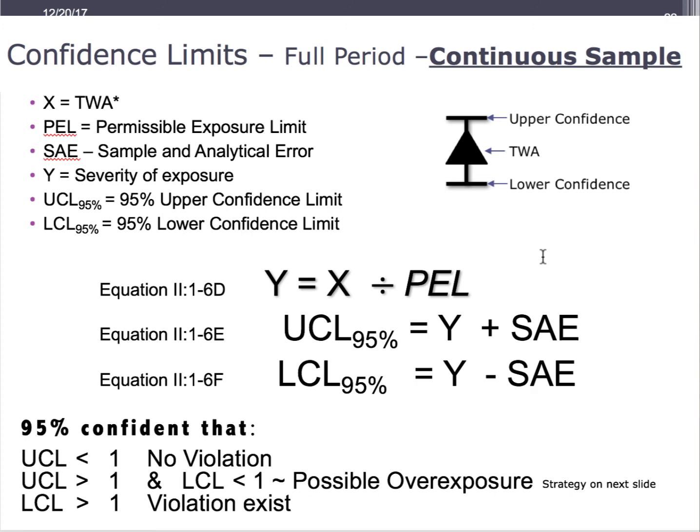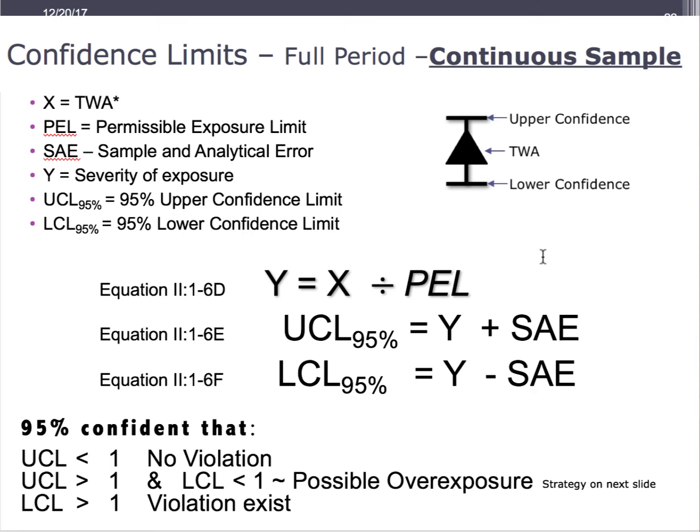So our first step is we calculate the severity, which is your time-weighted average divided by the PEL. And then you calculate your lower and your upper confidence intervals by subtracting and adding the standard analytical error to your severity. And we use 1 as our starting point because if you had a time-weighted average of 1 and you divided it by a PEL of 1, you would get 1.